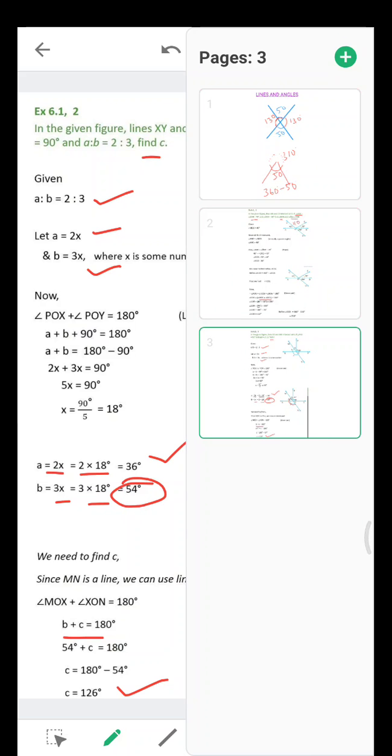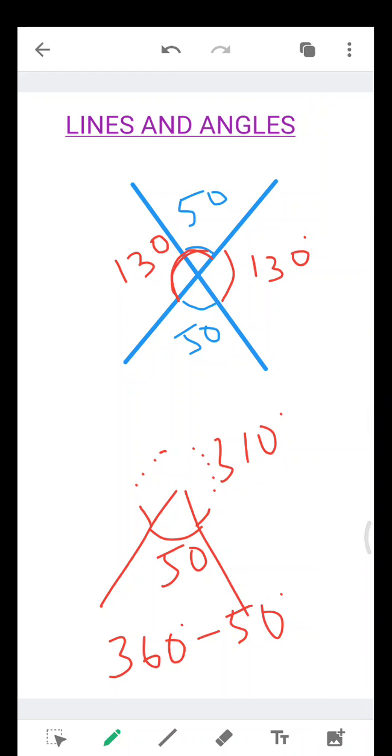So these are the important questions from lines and angles. Note them down in your classwork.